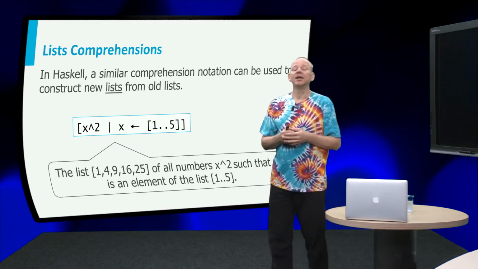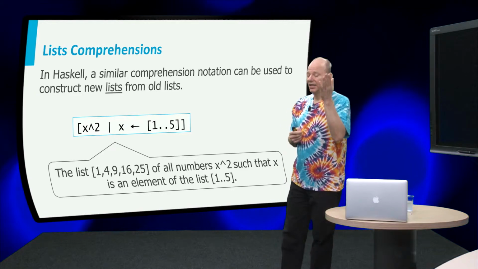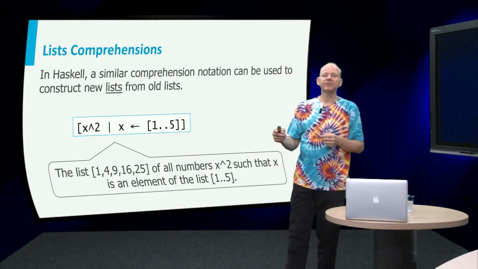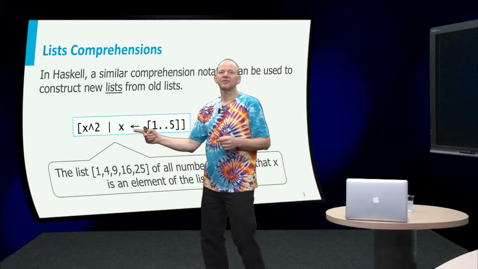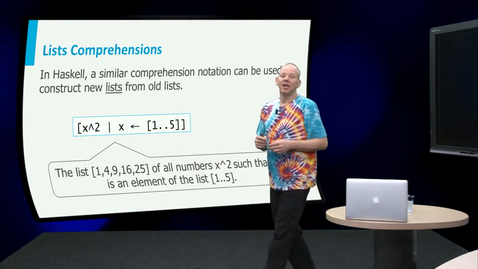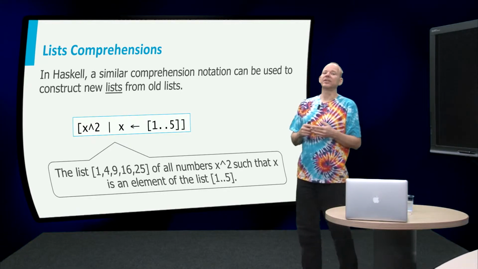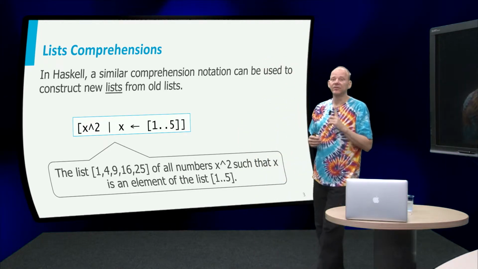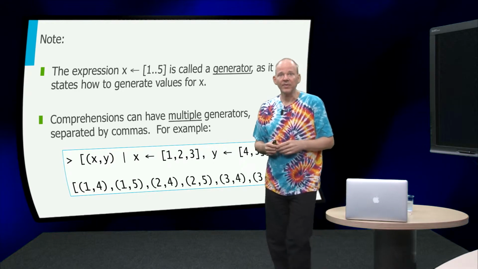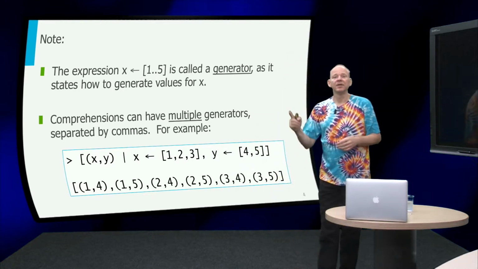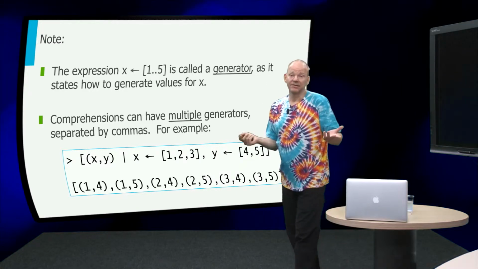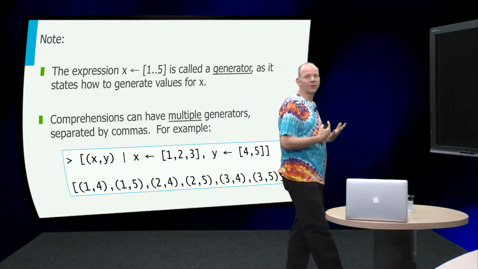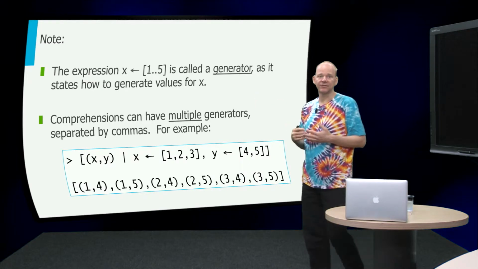Here's the same example written as a list comprehension. It's the list of square numbers x squared, where x is taken from the list 1 to 5. You read this as x is taken from the list 1 to 5. If you evaluate this, you will see that it returns the list 1, 4, 9, 16, 25, but it is a list, not a set. The expression x taken from 1 to 5 is called a generator, because it defines how to generate values for x.